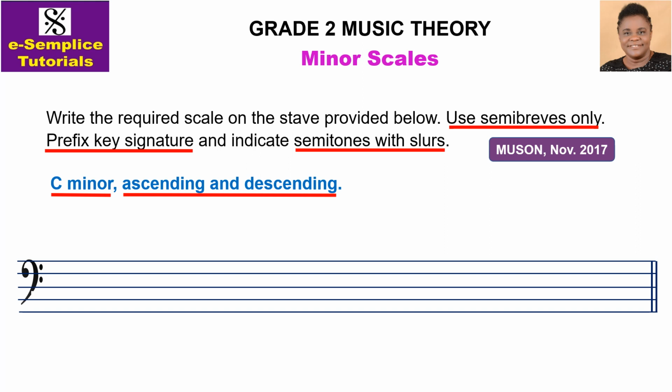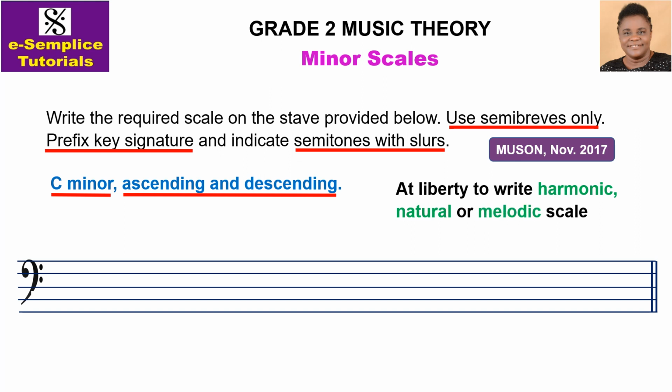So that means you are at liberty to write C minor harmonic scale, ascending and descending, or you can write C minor natural scale, ascending and descending, or you can write C minor melodic scale, ascending and descending. For this question, I choose to write melodic scale. So we'll be writing C minor melodic scale, ascending and descending.